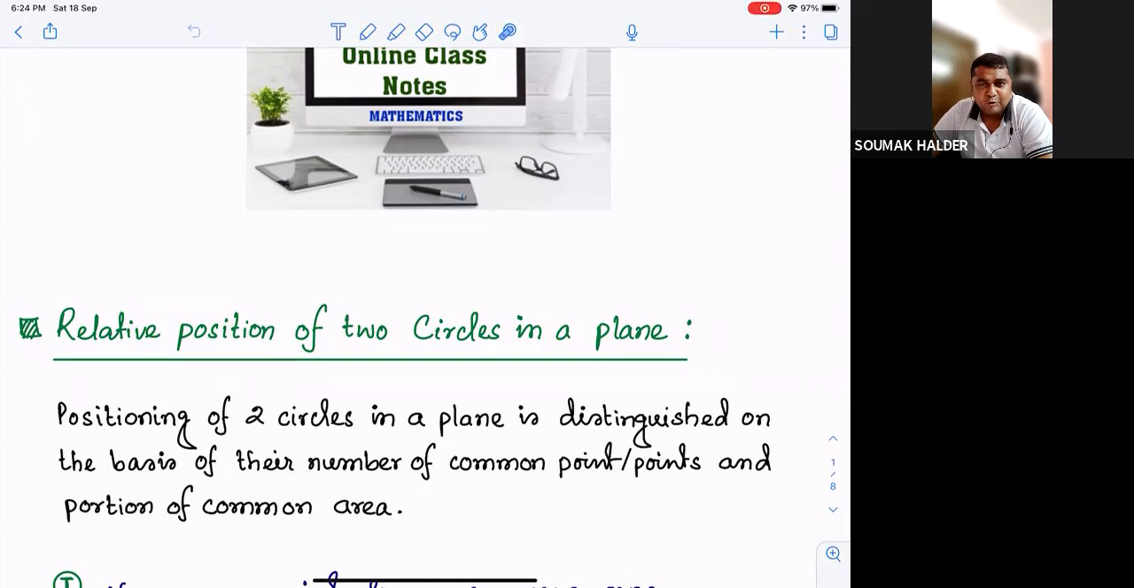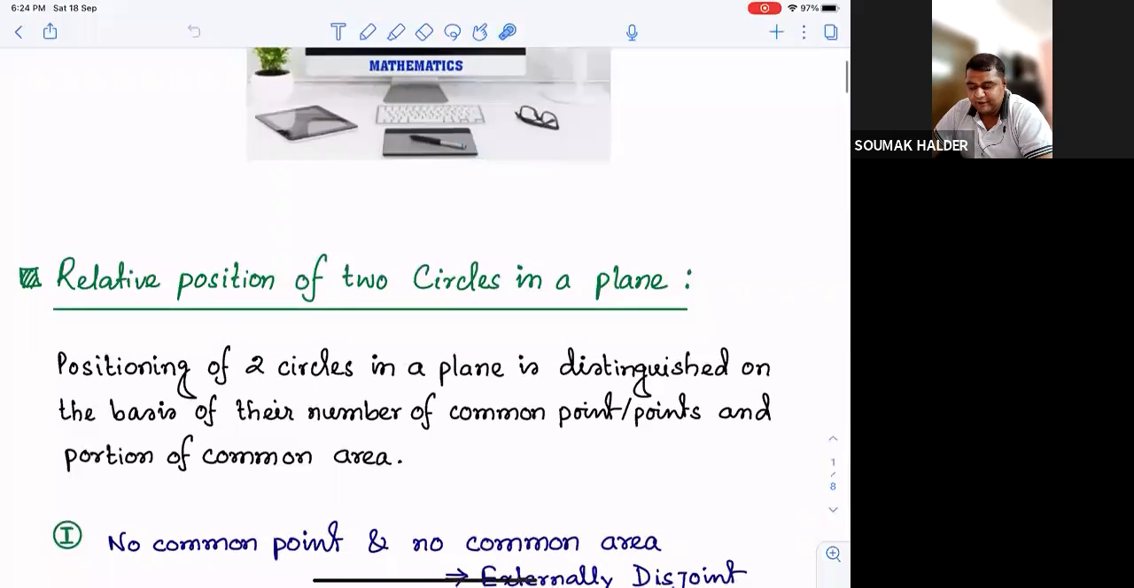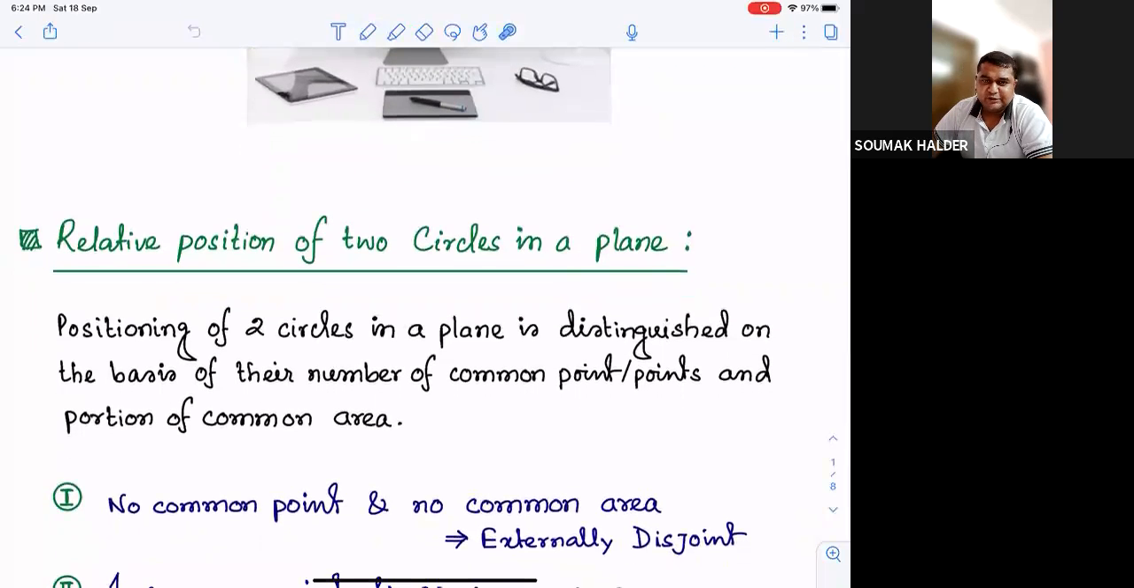Like we might have no area common, we might have the area of the smaller circle itself common, or we might have an area common which is partial area of both the circles, means the area common to both is less than the area of the smaller circle. Now based on this variation, we can think of this type of positioning.